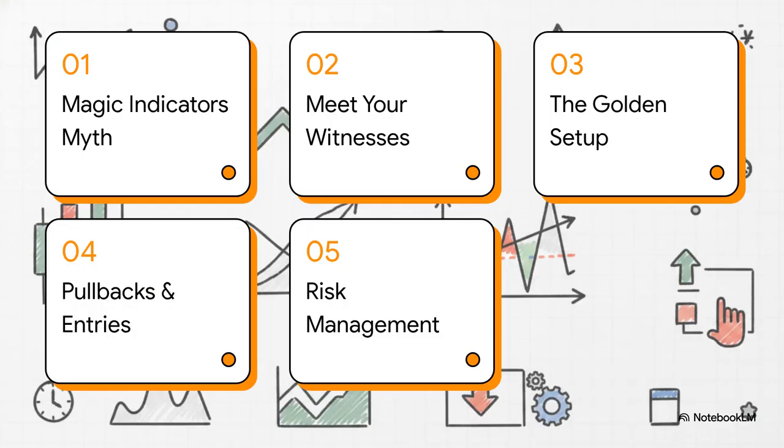Okay, let's dive into this. Here is our syllabus for today's explainer. 1. The myth of magic indicators. 2. Meet your three witnesses. 3. Stacking the golden setup. 4. Pullbacks and entry rules. And 5. Strict risk management.